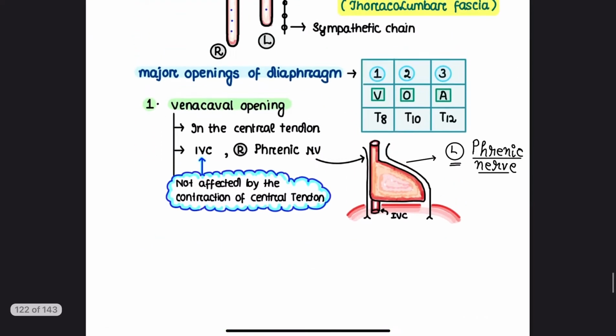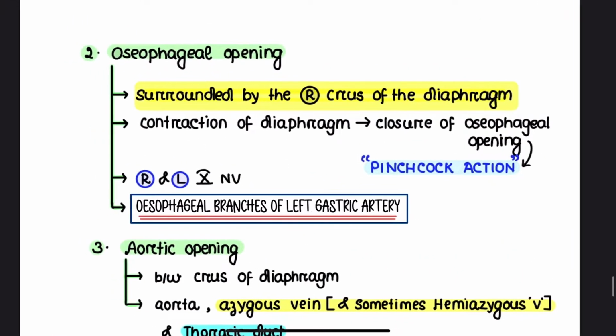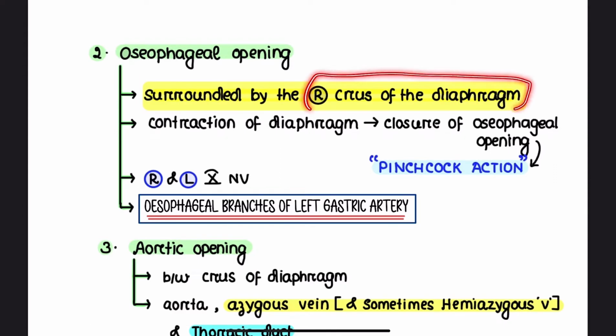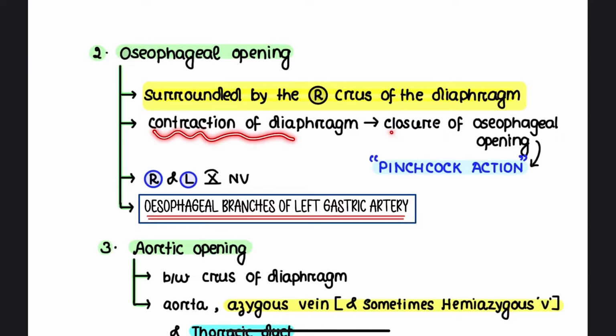Next, we have the esophageal opening at the T10 level. It's surrounded by the right crus of the diaphragm. Basically, it's present at the point at which the right crus of the diaphragm splits. Okay, so as it's present in the musculature, when the diaphragm contracts, it will result in the closure of the esophageal opening, and this action is known as the pinchcock action. If the diaphragm contracts, the esophageal opening will close.